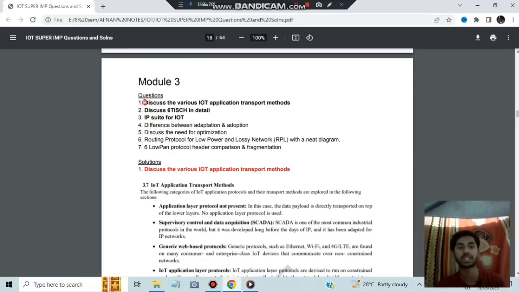We have the first question: discuss the various IoT application transport methods. This is a very important question. Inside that, many questions can be asked, so whatever is given in these notes, make sure you know this very well for the maximum marks.